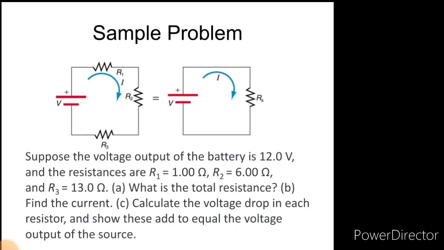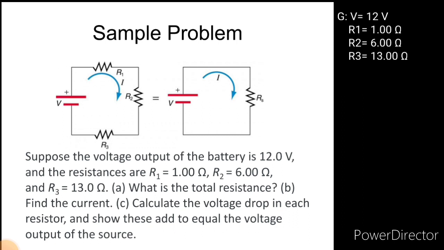Okay, so for example, suppose the voltage of the output battery is 12 volts, and the resistances are R1 is 1 ohm, R2 is 6 ohms, and R3 is 13 ohms. So question A, what is the total resistance? Question B, find the current. And question C, calculate the voltage drop in each resistor and show that this add to equal the voltage output of the source.